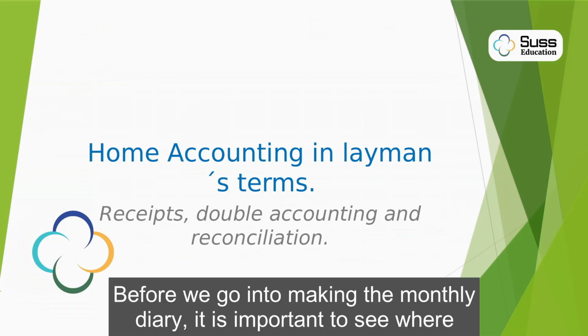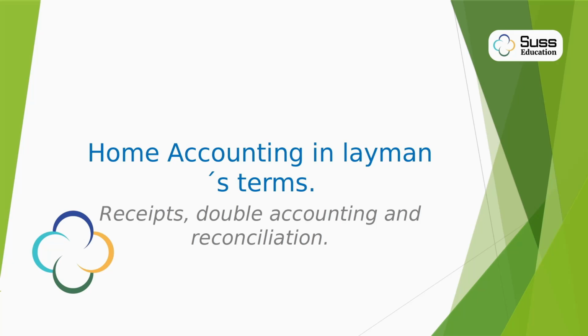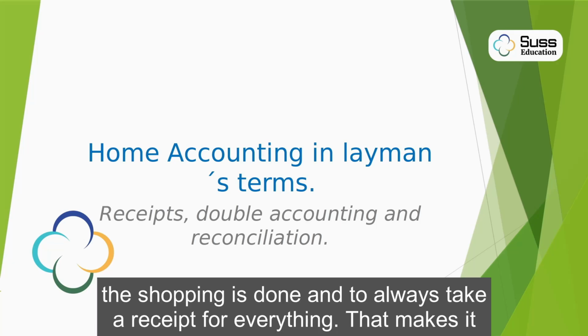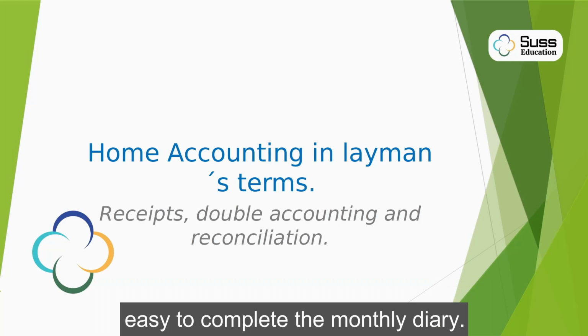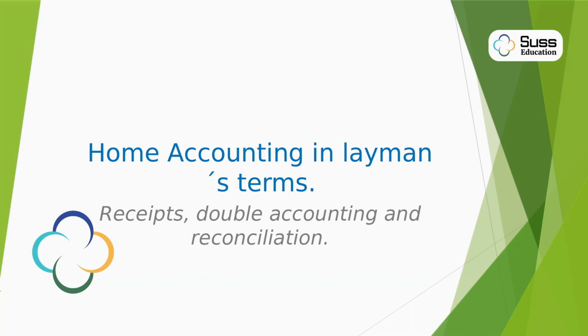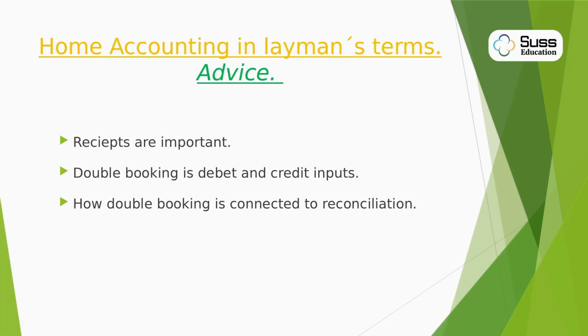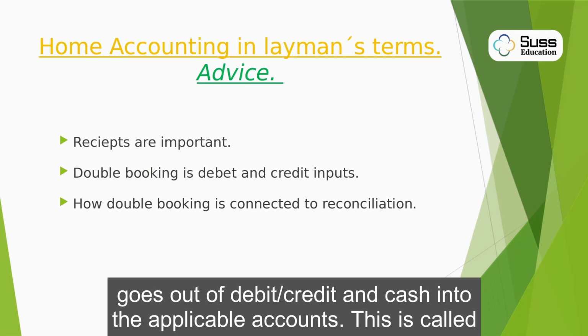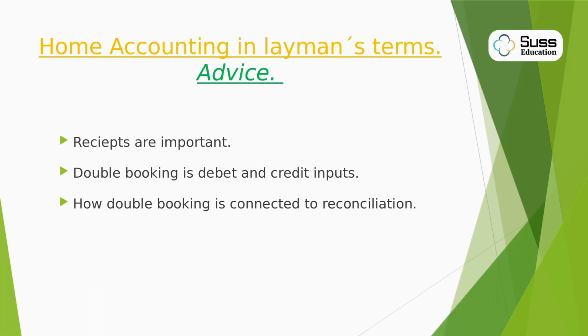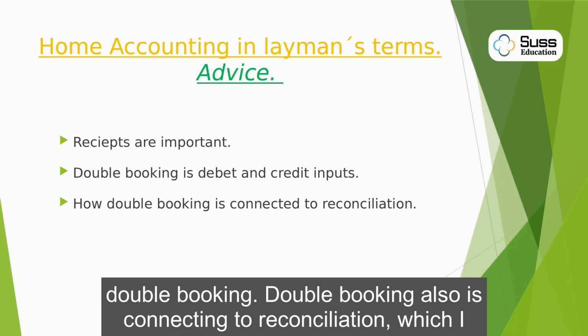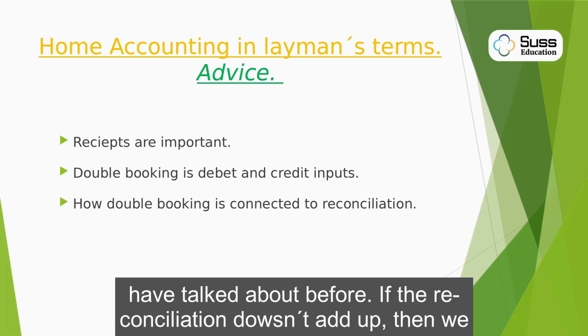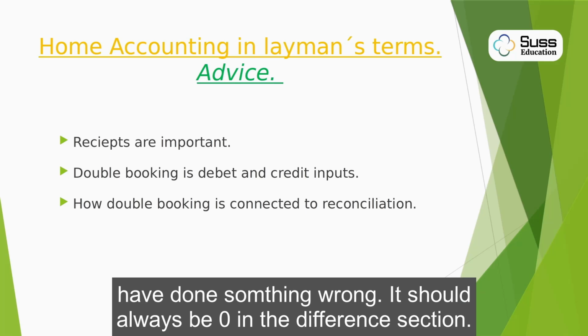Before we go into making the monthly diary, it is important to see where the shopping is done and to always take a receipt for everything. That makes it easy to complete the monthly diary. To make a double booking, the payments he makes using debit, credit and cash goes out of debit, credit and cash into the applicable accounts. This is called double booking. Double booking also is connected to reconciliation, which I have talked about before. If the reconciliation doesn't add up, then we have done something wrong. It should always be 0 in the difference section.